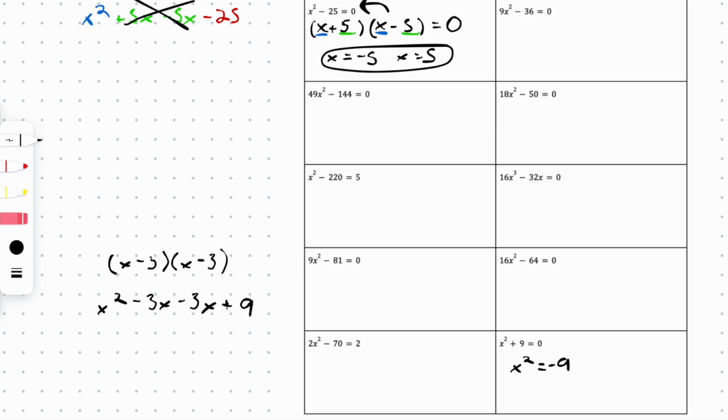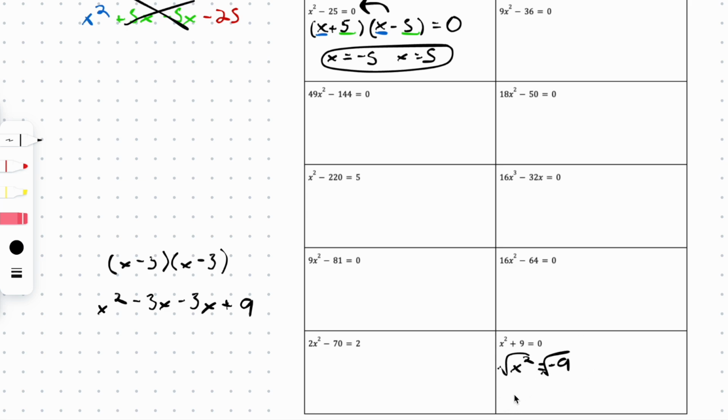We can never multiply the same number and get a negative number. That's impossible, because a negative times a negative equals a positive, and a positive times a positive equals a positive. So this won't work. If we take the square root of both sides, we can get an imaginary answer, which we'll talk a little bit more about later on this year.